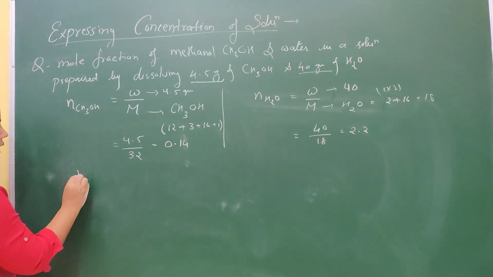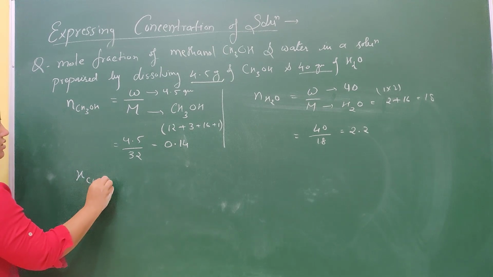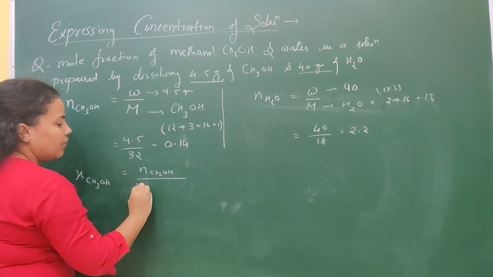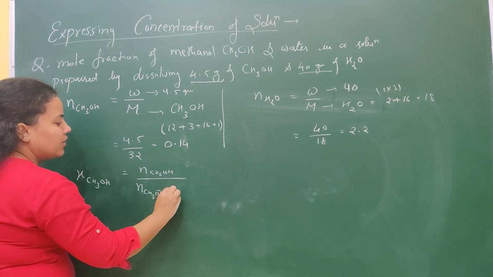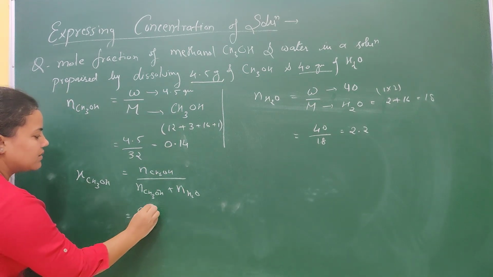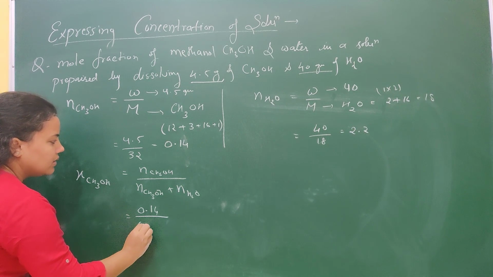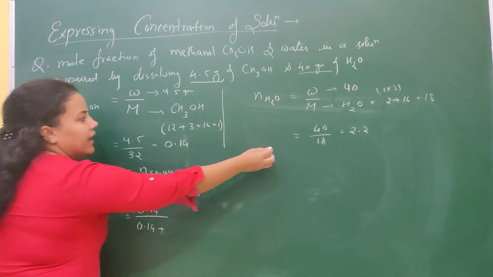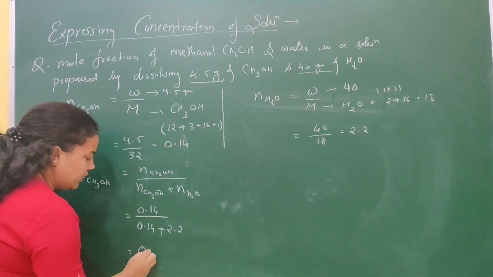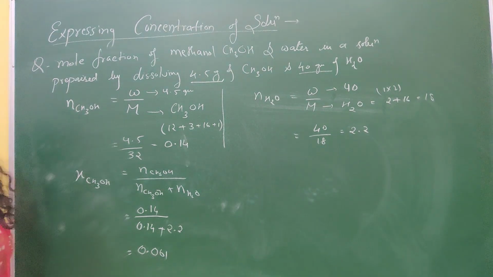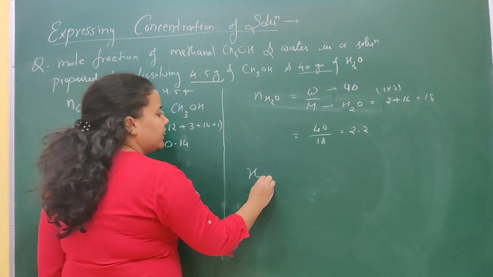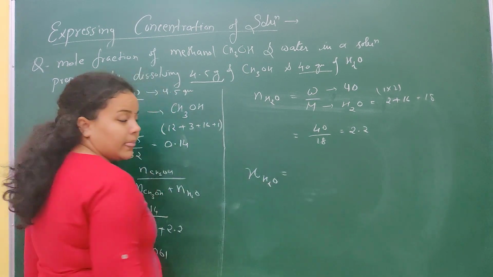Now here I'll have to calculate mole fraction of CH3OH, which will be number of moles of methanol upon number of moles of methanol plus number of moles of H2O. So here it will be 0.14 upon 0.14 plus the number of moles of H2O, that is 2.2. So the value comes as 0.061.